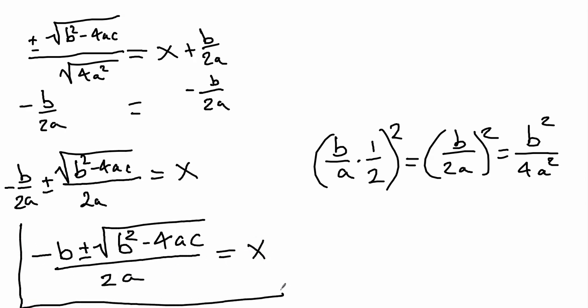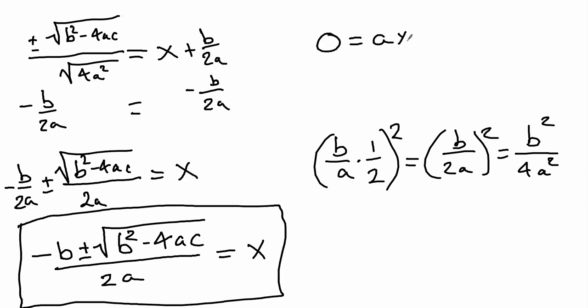So that is where the quadratic formula comes from. You solve this equation for x, and you end up with this formula. And using this formula, you can just plug in the values for a, b, and c to any equation and find the zeros. So that's the derivation of the quadratic formula.